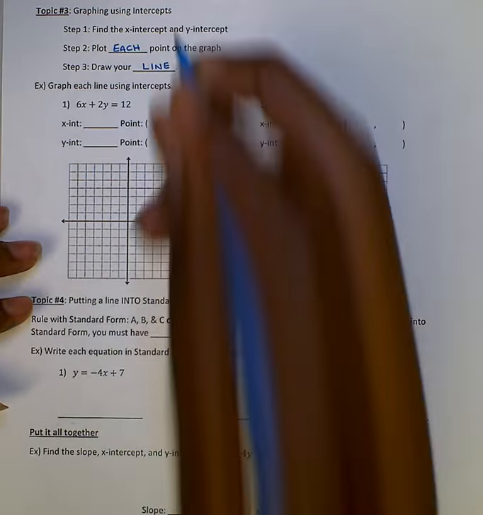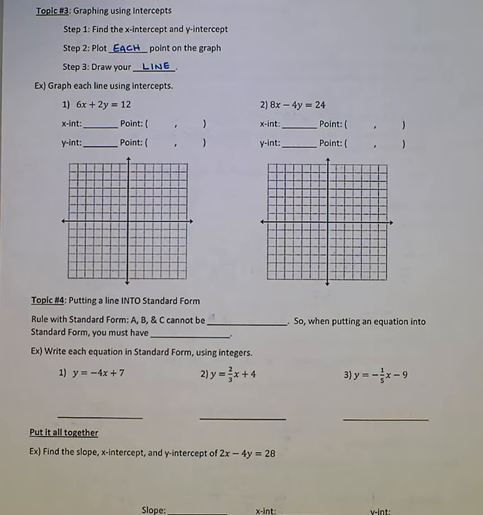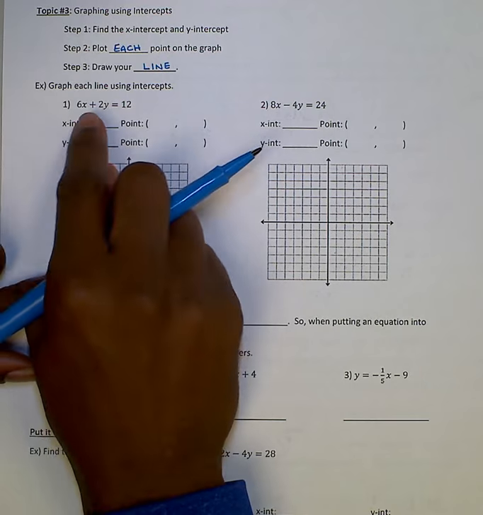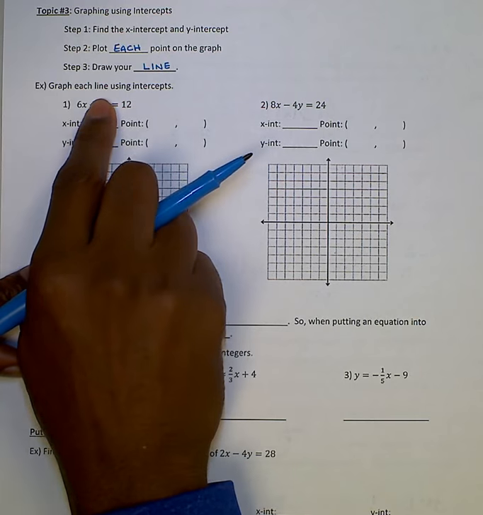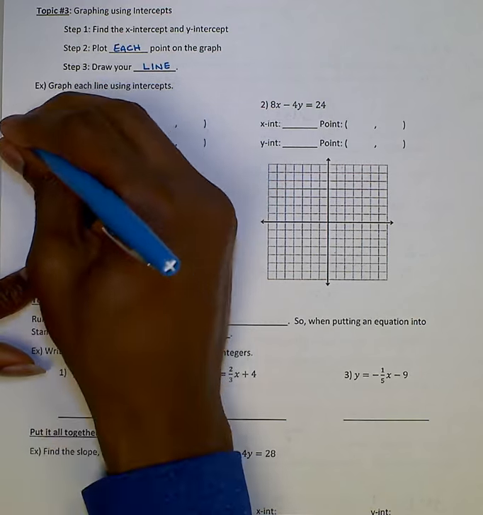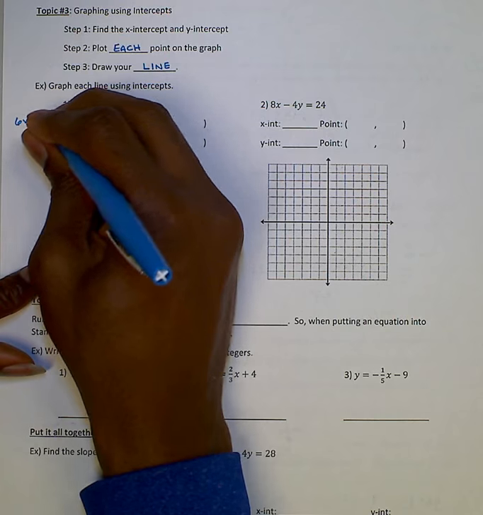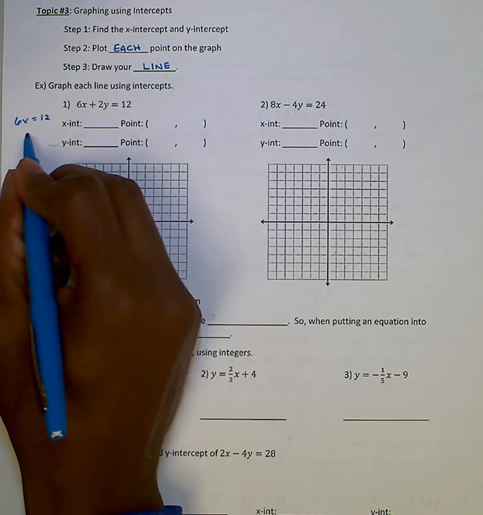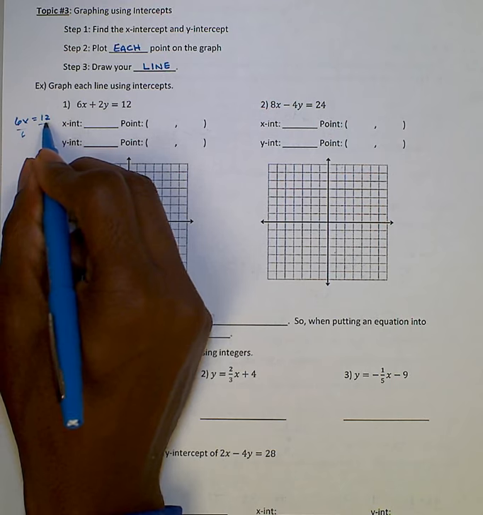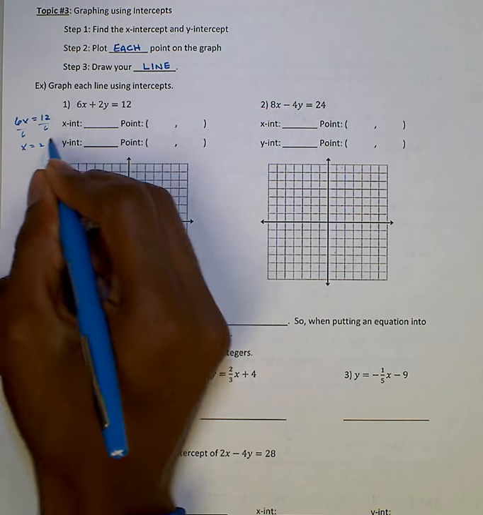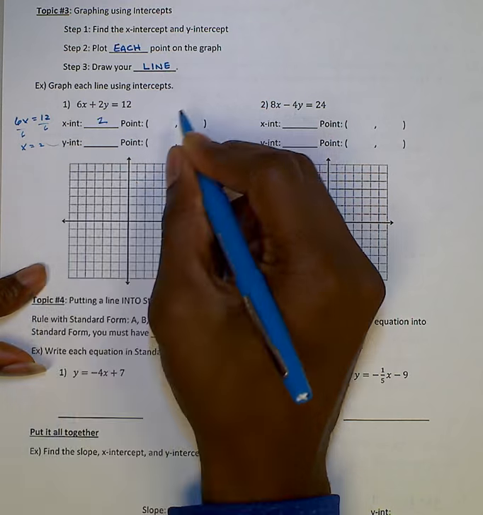So for this problem, we have 6x plus 2y equals 12. This is in standard form. We can tell because x and y are on the same side. And so we're going to find the x-intercept, covering that up. 6x equals 12. Divide by 6. x equals 2. The x-intercept's at 2. Remember, that means that the point is 2, 0.